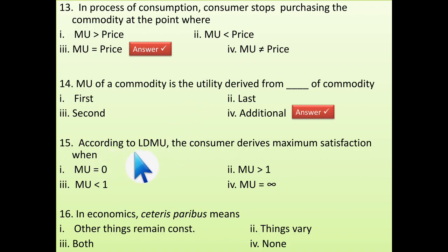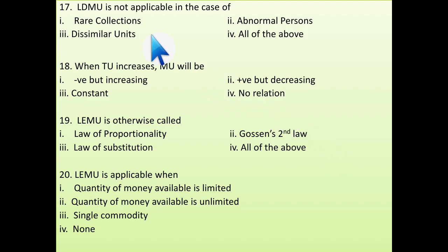Next is according to LDMU, that is the law of diminishing marginal utility, the consumer derives maximum satisfaction when? When total utility is maximum, and when total utility is maximum, marginal utility will be 0, which is the maximum satisfaction point. Next is, in economics, ceteris paribus means what? I have told many times, other things remain constant. Okay. Next is, LDMU is not applicable in case of rare collections, dissimilar units, abnormal persons. Well, all I have covered in the limitations of LDMU. So the answer will be all of the above.